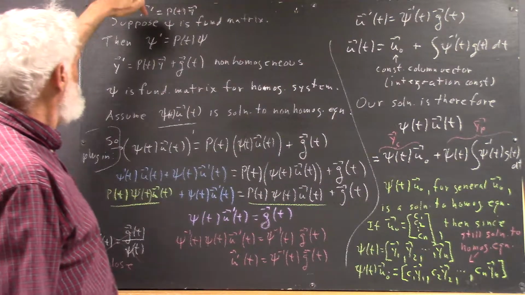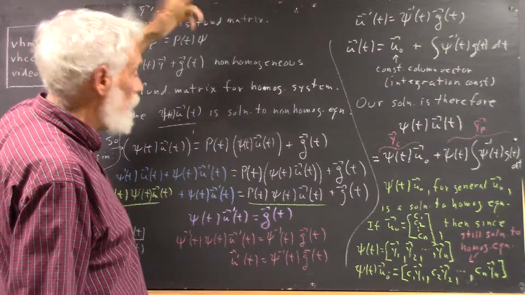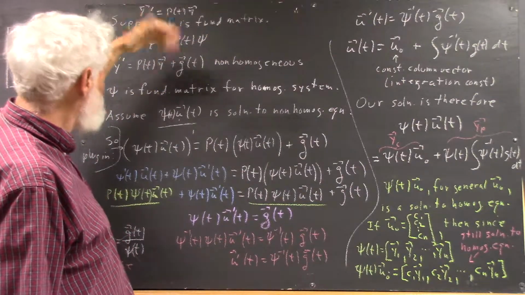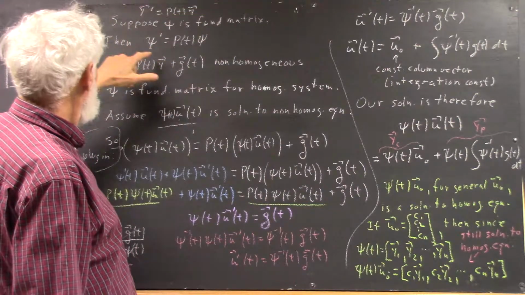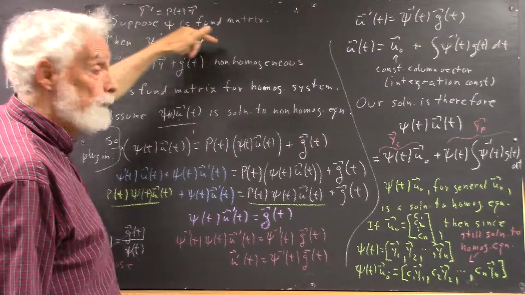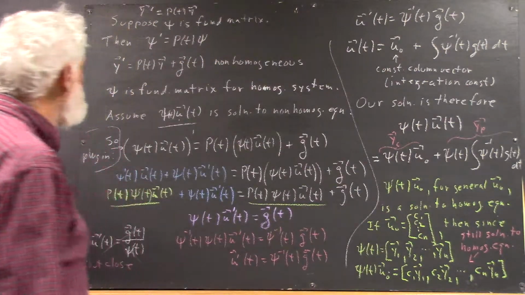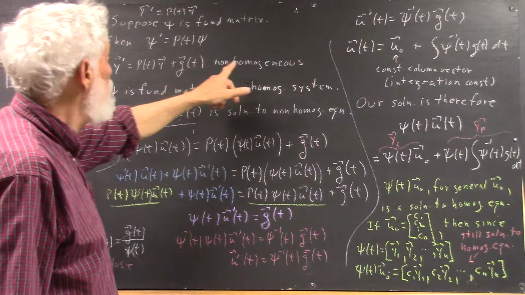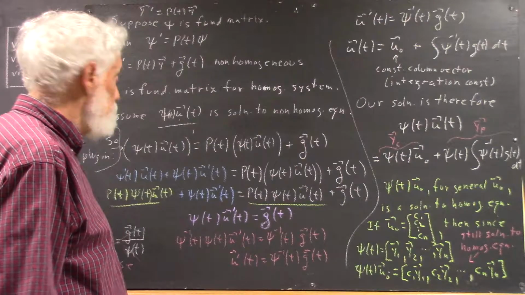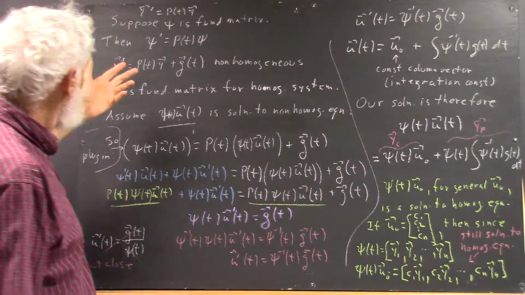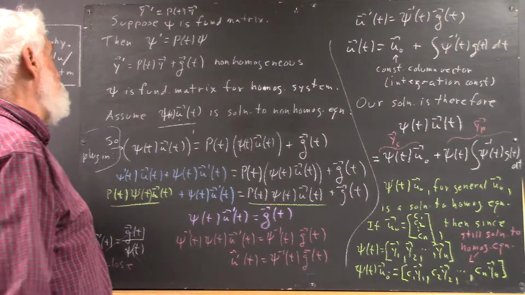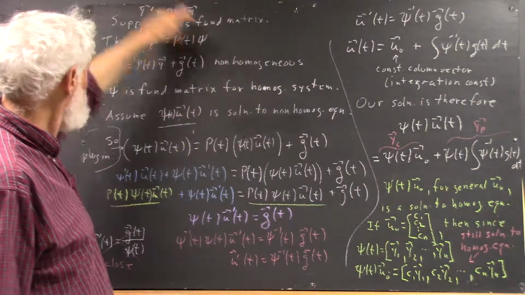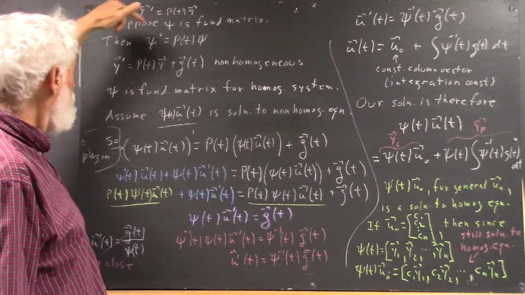Again, we have the equation y prime equals p of t y, and suppose psi is a fundamental matrix for this equation. Then, of course, psi prime equals p of t psi. Now let y prime equals p of t y plus g of t be a non-homogeneous system, and let psi be the fundamental matrix for the homogeneous system.